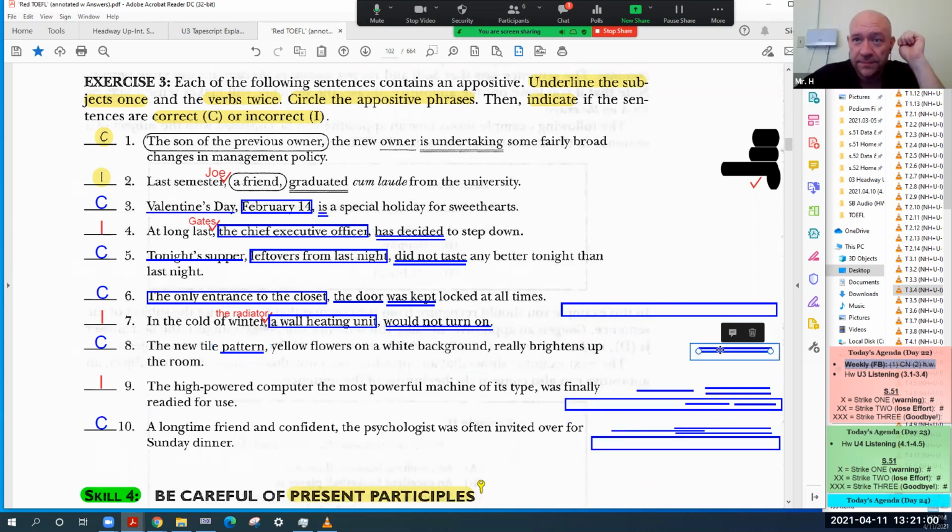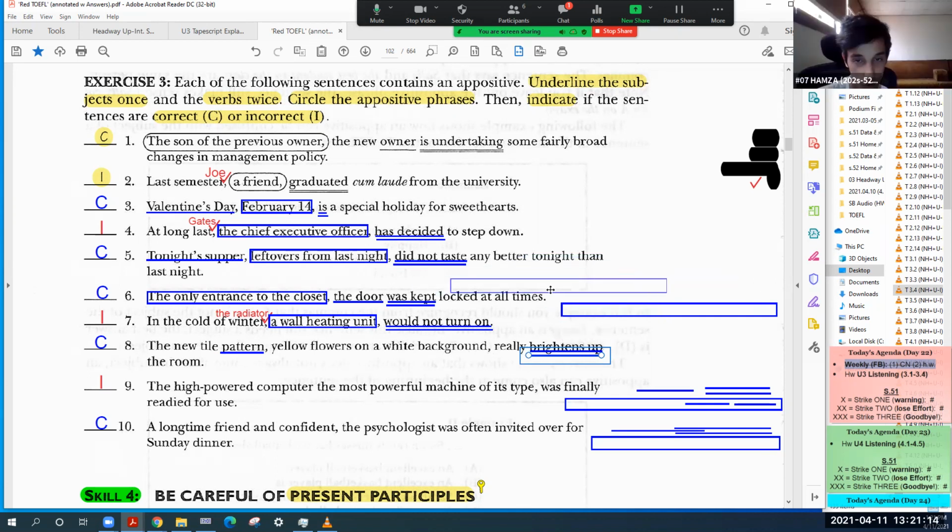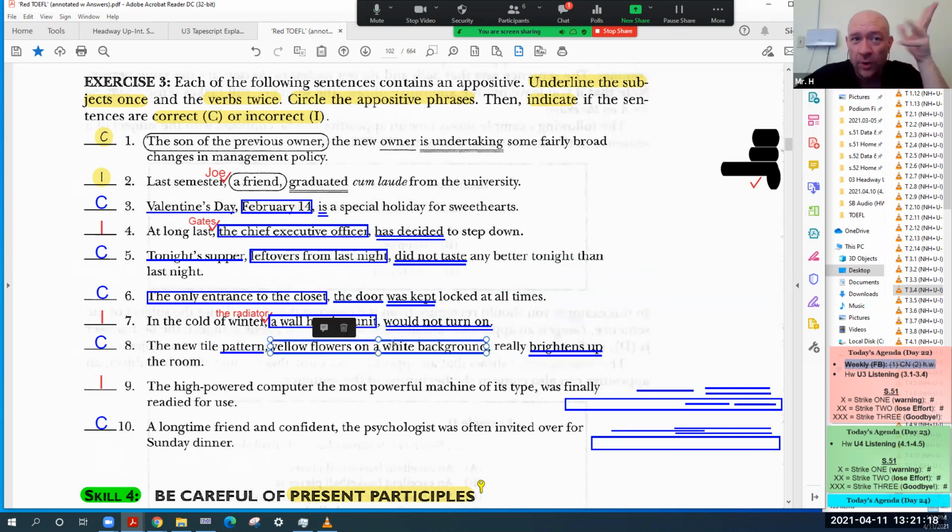Where's the verb? Brighten. Brighten means you make something bright. Okay. So where do I put this box? In the middle section. Yellow flowers on a background. This is a noun with many parts. You can change the noun with this tile pattern. They mean the same thing.